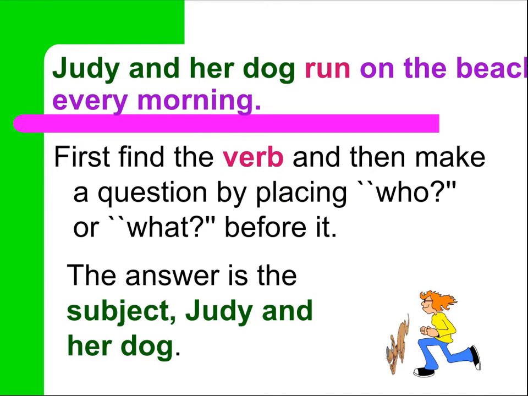So in the example sentence, Judy and her dog run on the beach every morning, you're finding the verb, and then you're asking yourself who or what is doing that verb. The answer to that question is your subject. In this sentence, who is running? Judy and her dog.